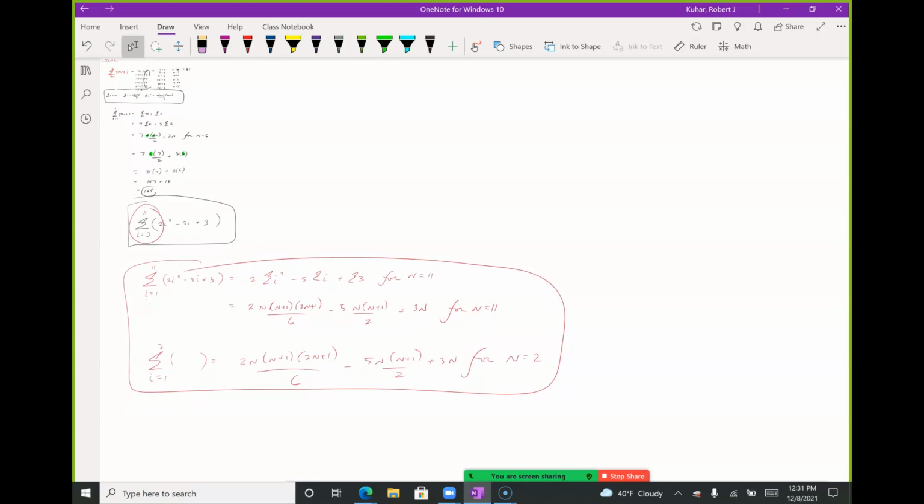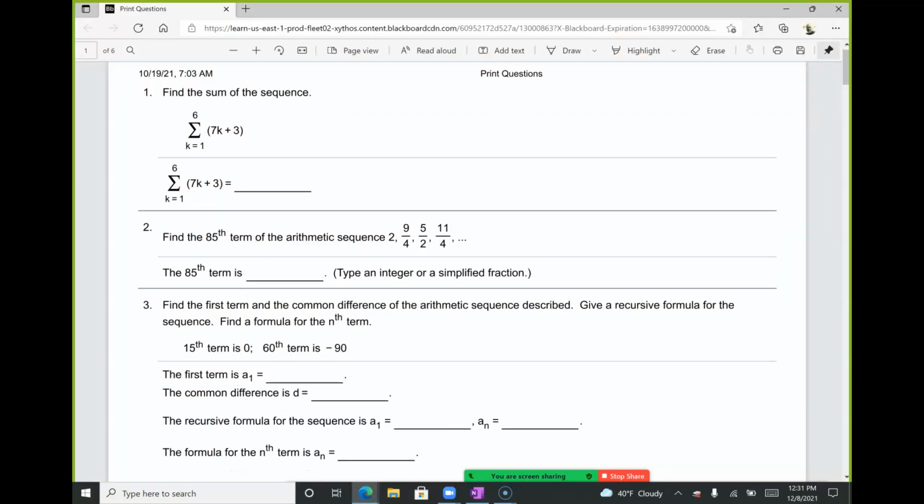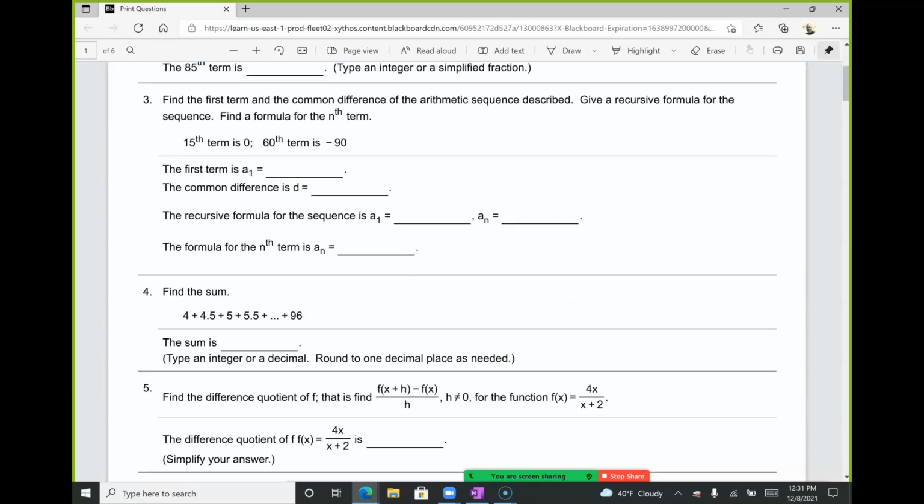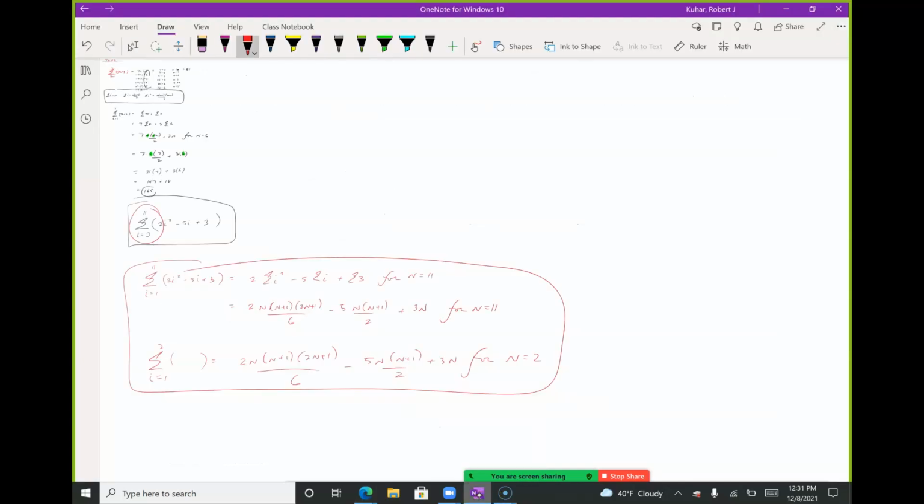The next one I like is number 3 because I gave one like that and a lot of students had trouble with it. So I'm using an arithmetic sequence. I know a 15th term, I know a 60th term. I'm trying to come up with the first term, the common difference, and the nth term, right? So let's do this one. Test 1, number 3.